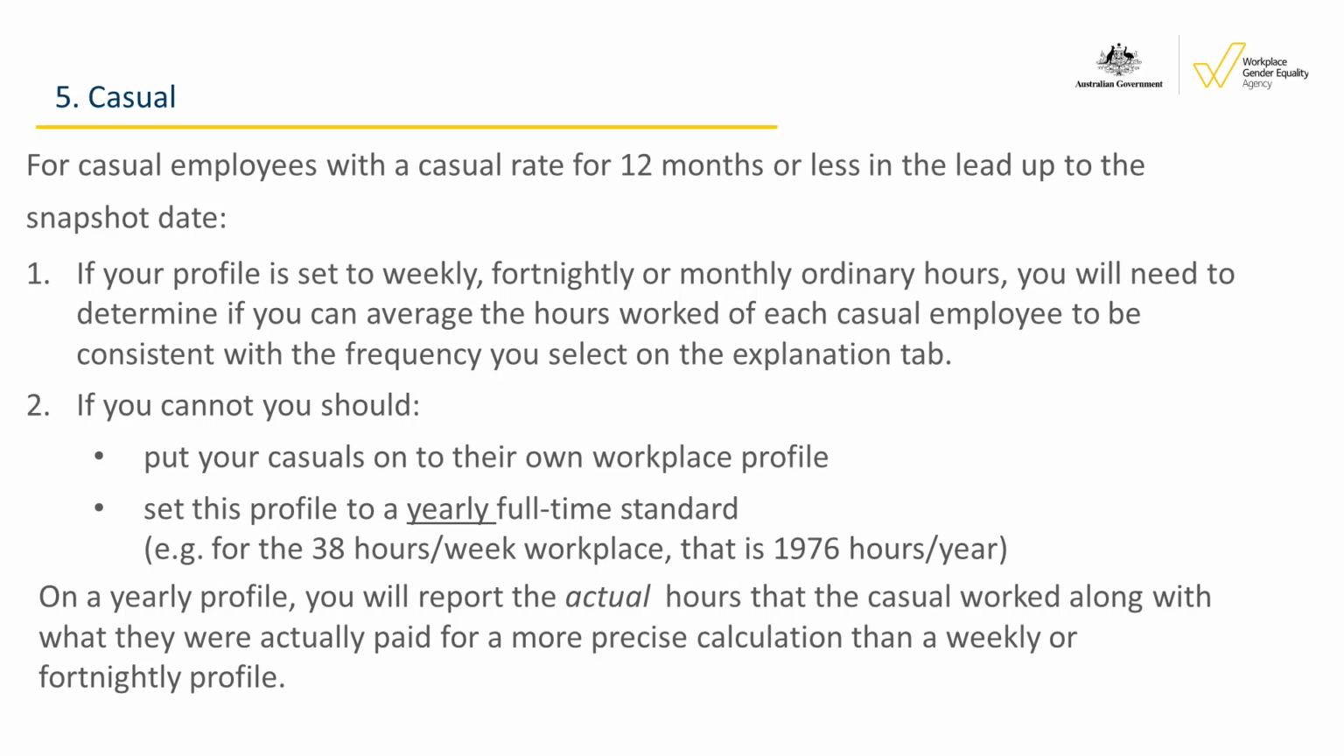For example, for the 38 hours per week workplace, that would be 1,976 hours per year. On a yearly profile, you will report the actual hours that the casual worked, along with what they were actually paid for a more precise calculation than if you used a weekly or fortnightly profile.